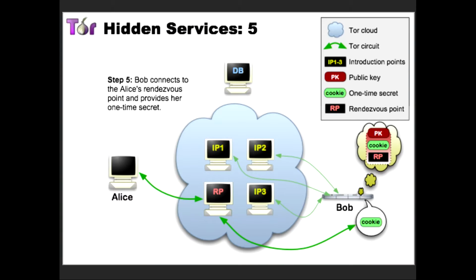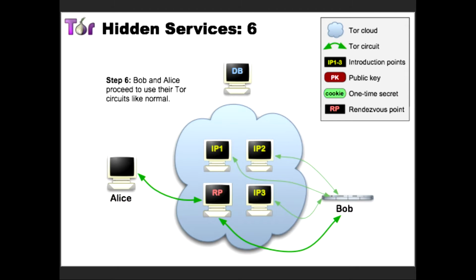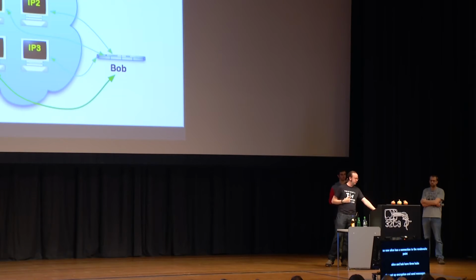So now Alice has a connection to the rendezvous point, and Bob has a connection to the rendezvous point. And at that point, they do the crypto handshake so that they get end-to-end encryption. And then, as the last step, they're able to send traffic over that circuit where Alice has 3 hops and Bob has 3 hops, and they're able to provide security from that point. So that's a very brief summary of how the handshake works in hidden service land.